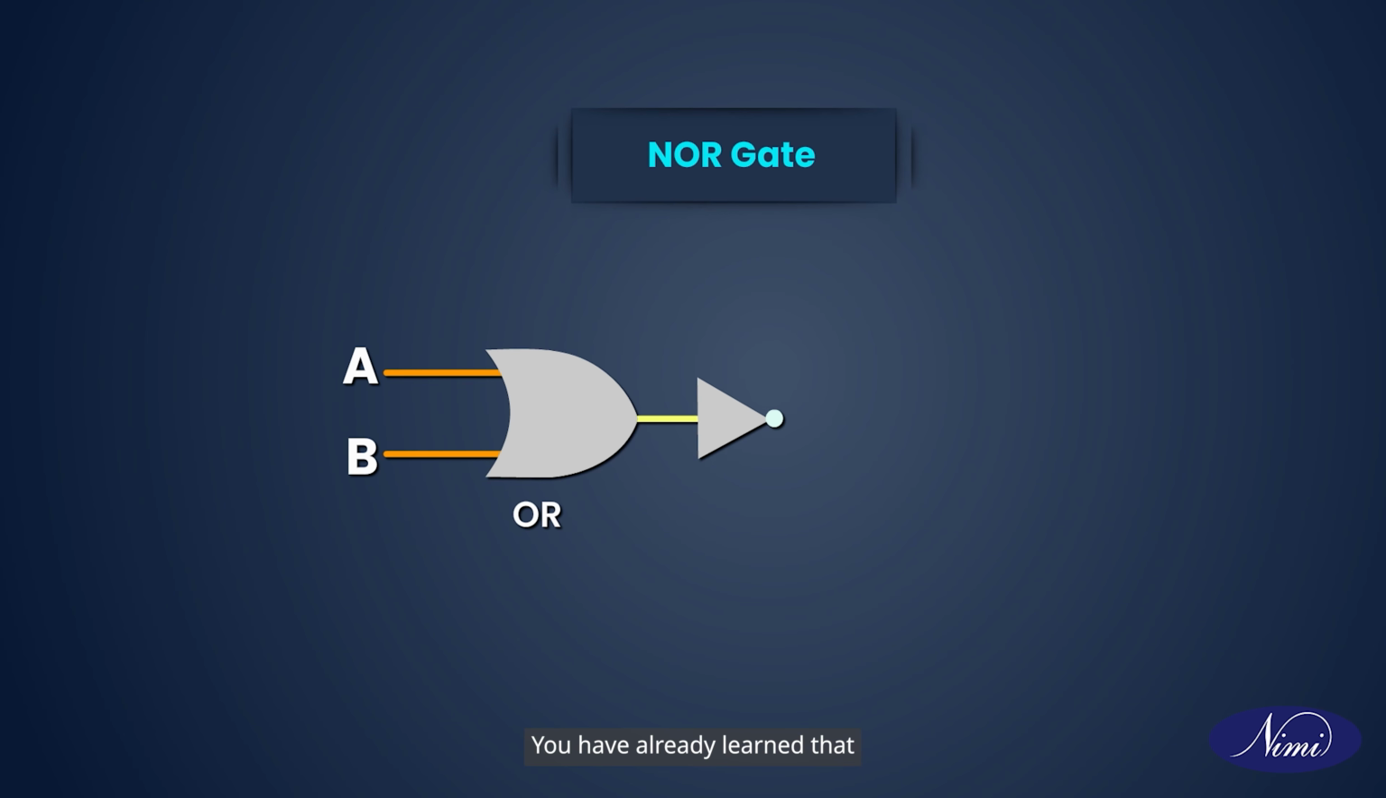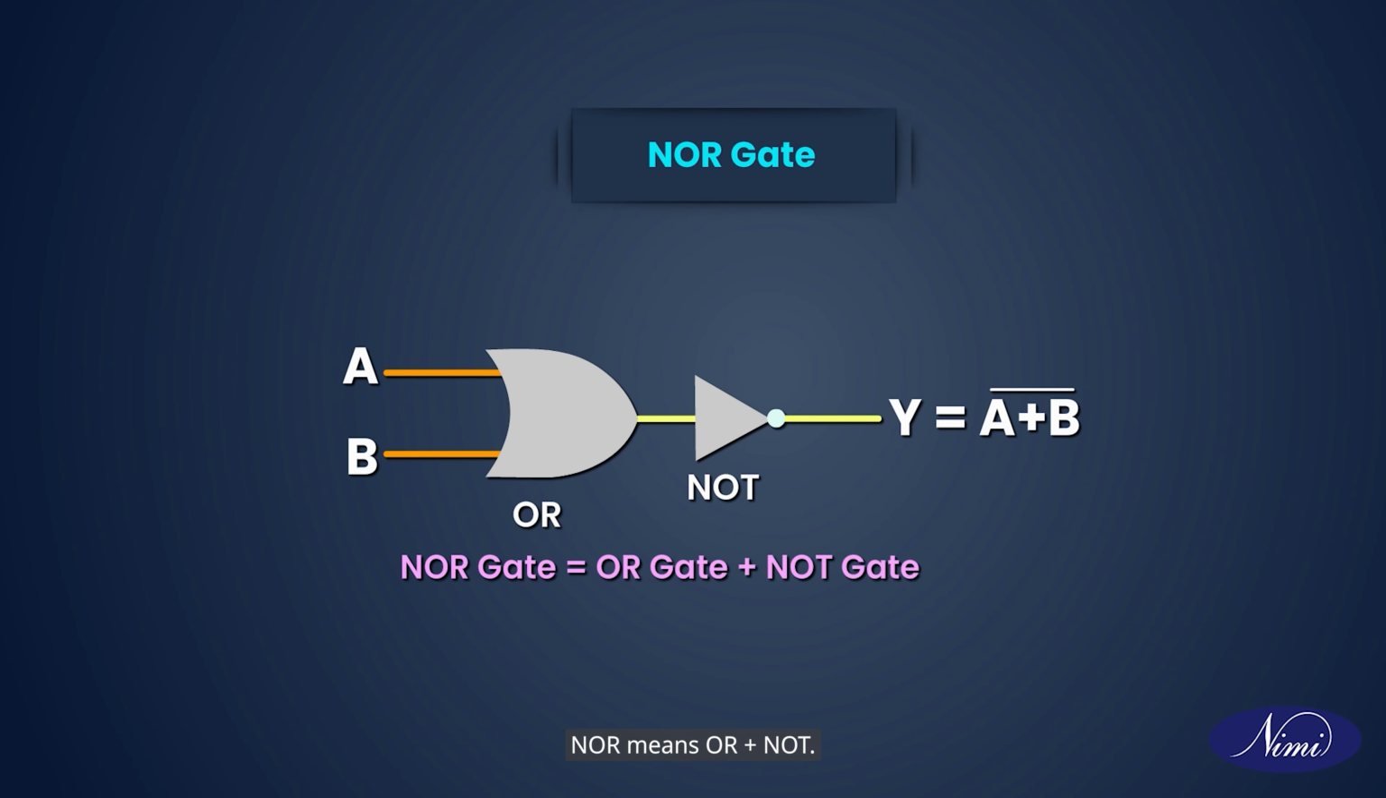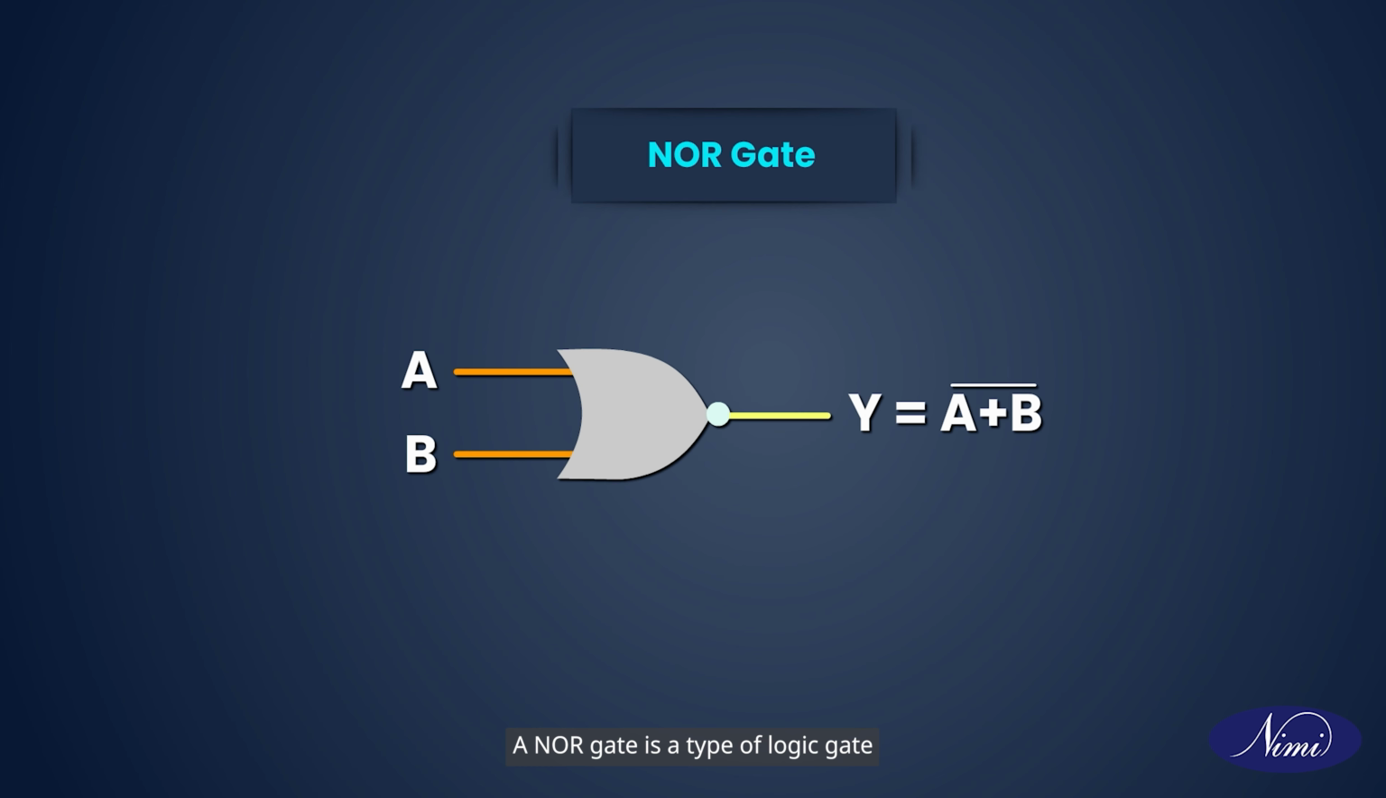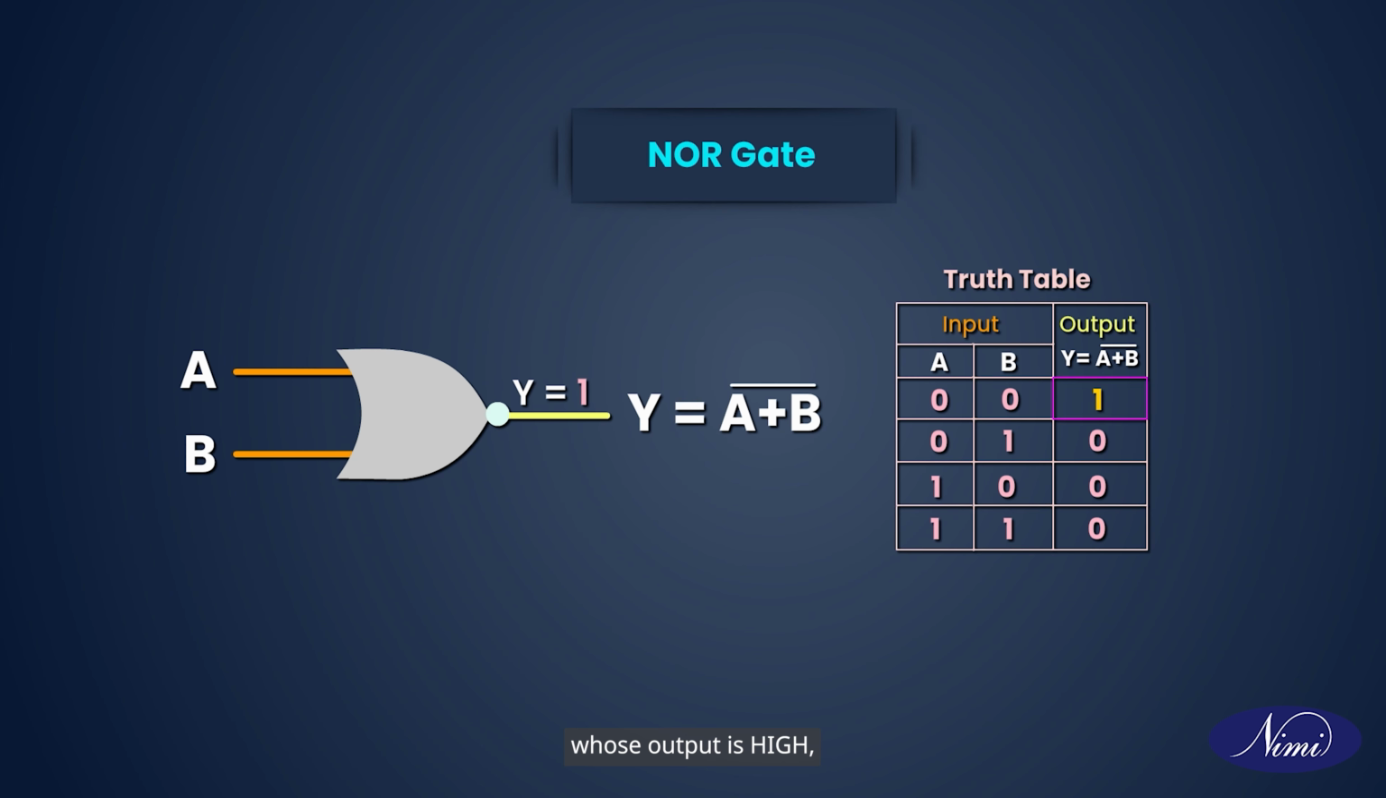You have already learned that NOR means OR plus NOT. That means the OR output is inverted. Therefore, the NOR gate is a combination of OR gate and a NOT gate. A NOR gate is a type of logic gate whose output is high only when all its inputs are low, and it gives an output low even if any of its inputs become high. Therefore, the operation of the NOR gate is opposite to that of the OR gate.